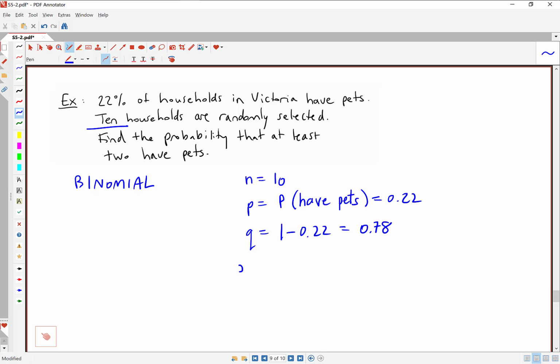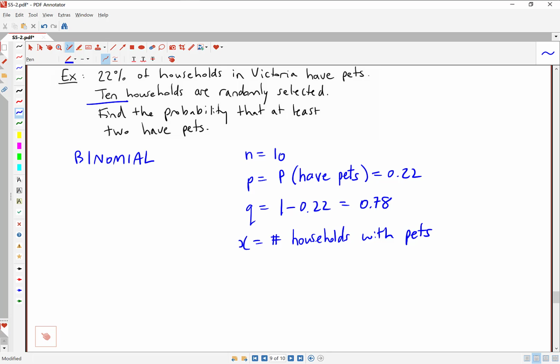Okay, and then we can write down what X represents. In general, for a binomial experiment, X is the number of successes. But specifically for this problem, it's the number of households with pets. That allows us to reframe the problem. We want the probability that at least 2 of these households have pets. So we want the probability that the number of households with pets is at least 2, so greater than or equal to 2.